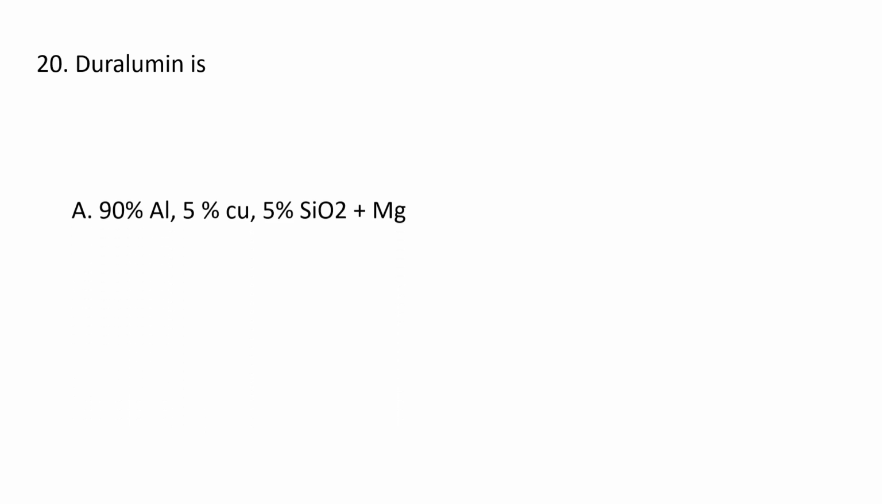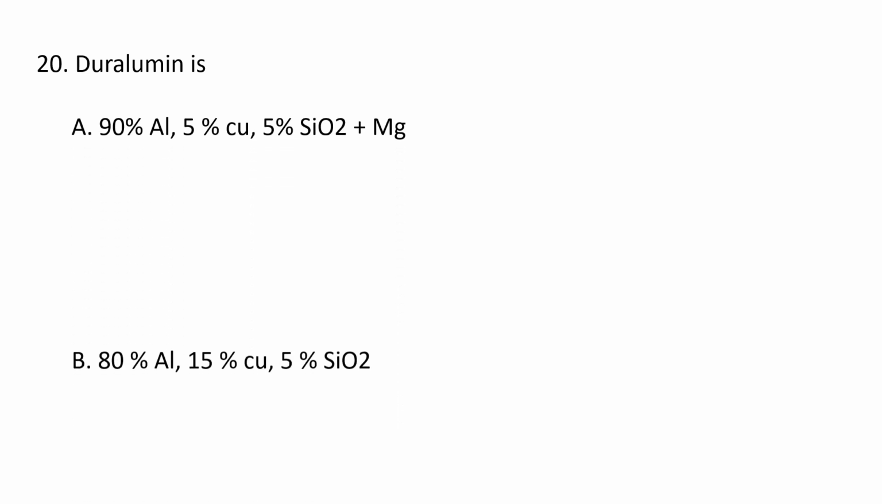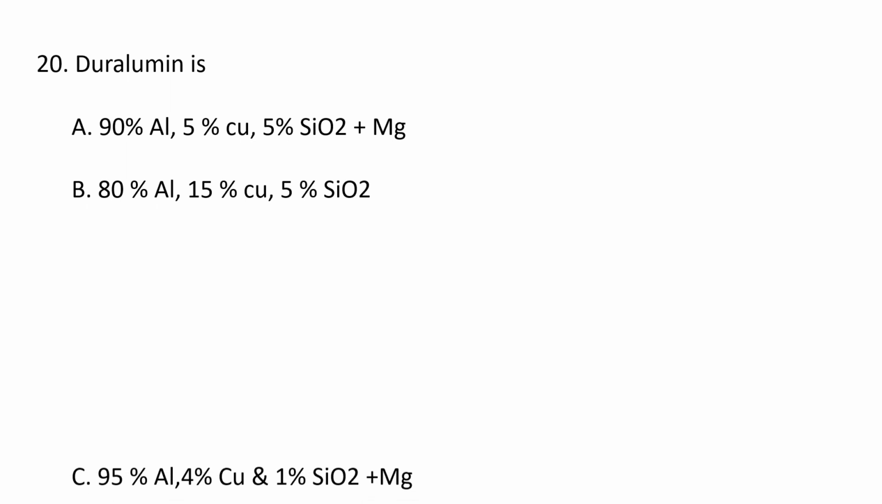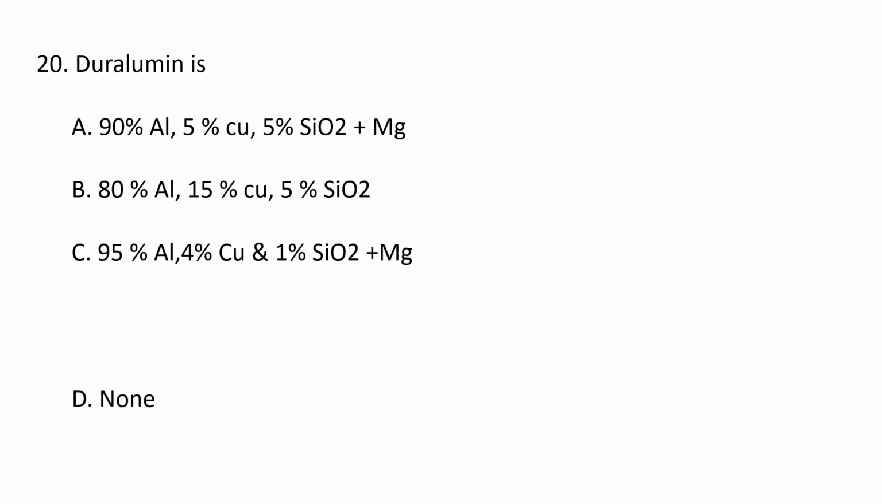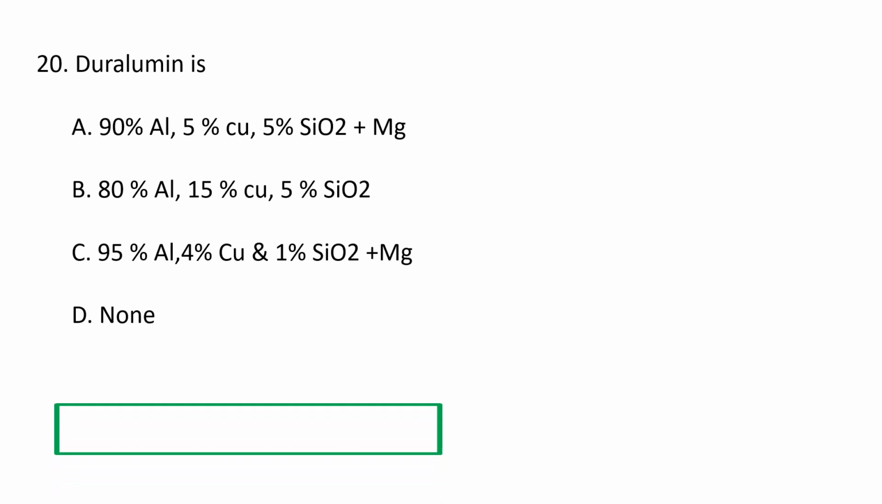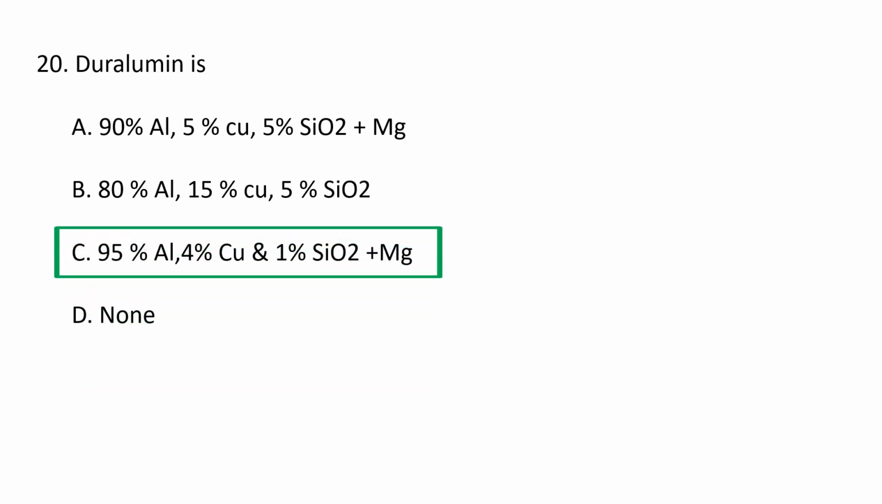Next question. What's the chemical composition of duralumin? A. 90% aluminium, 5% copper, 5% silica and magnesium. B. 80% aluminium, 15% copper, 5% SiO2. C. 95% aluminium, 4% copper and 1% silica and magnesium. D. None of the above. Duralumin is an alloy of mixed compositions like 95% aluminium, 4% copper and 1% silica and magnesium. C is the correct option.